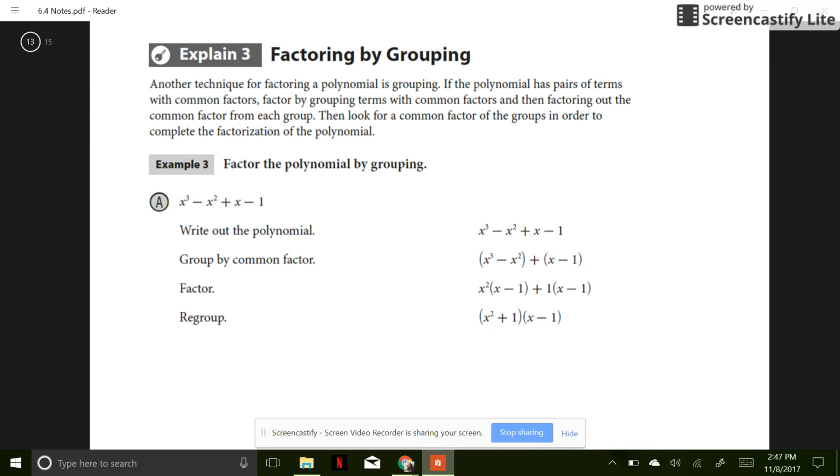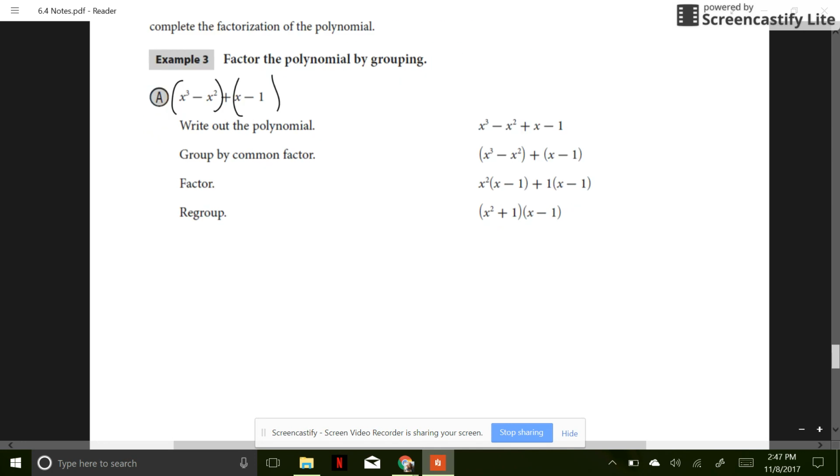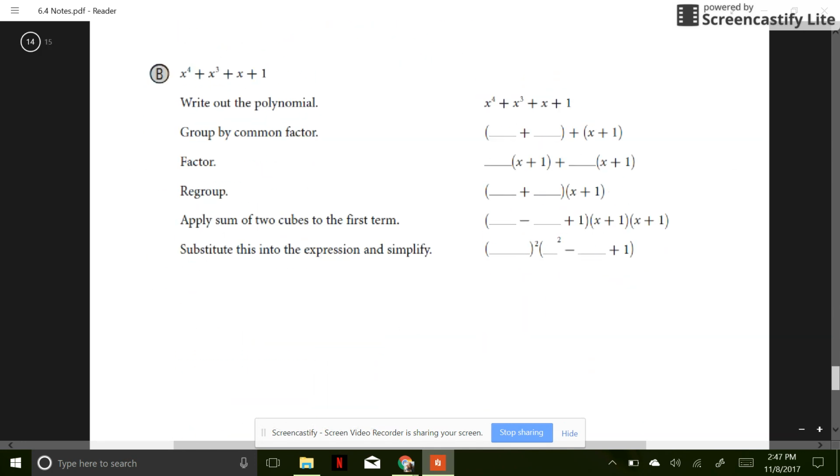Factor by grouping, we've done this before. You take the first two terms, factor out what you can, take the second two terms, factor out what you can there, and then group them together. So we'll have x to the fourth and x cubed grouped, x plus 1 grouped, factor out what we can. X cubed, and then a 1 here. So we'll get x cubed plus 1. Now, if you notice, this is a sum of cubes, this x cubed plus 1.